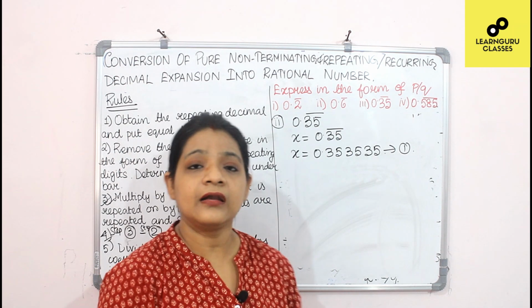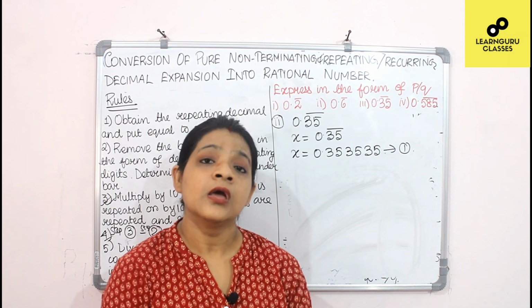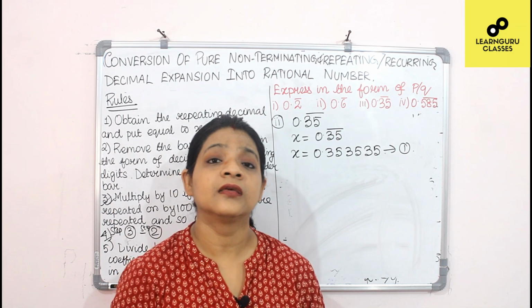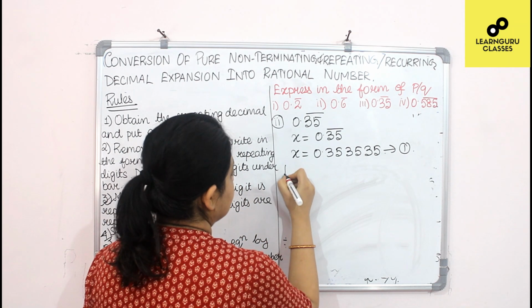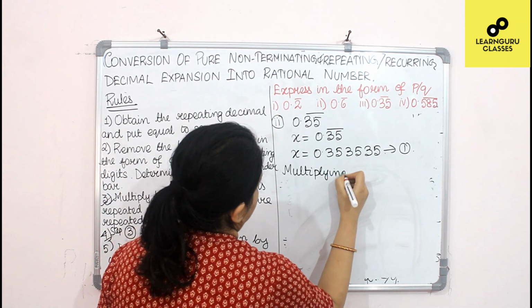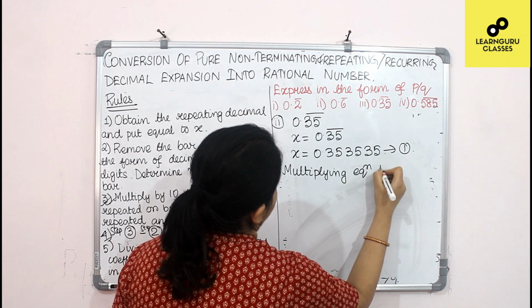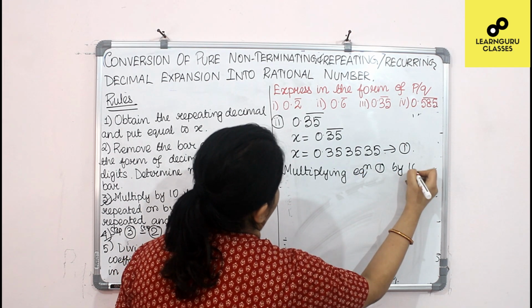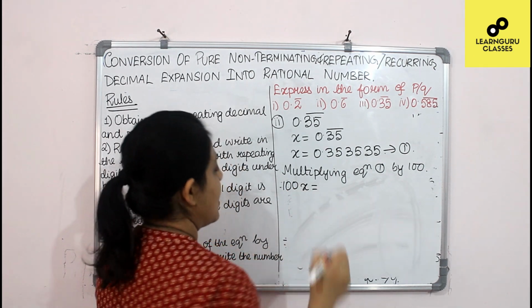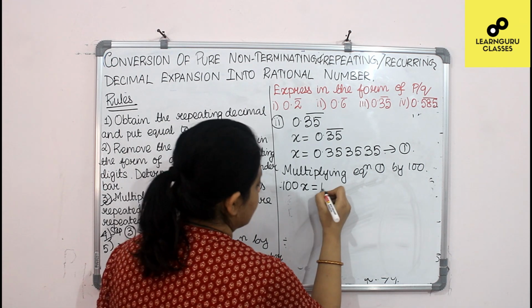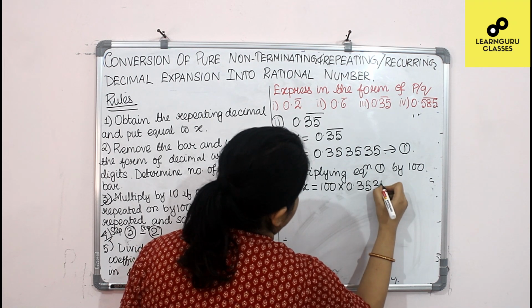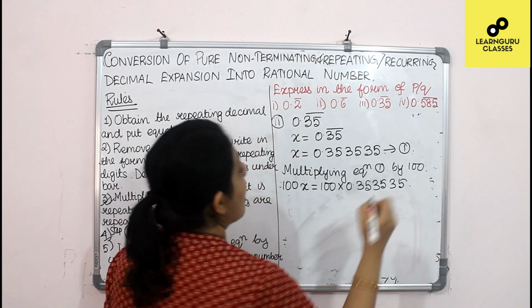Since 2 digits are under the bar, what will you do? You will multiply equation 1 by 100. So this will become 100x, and here 100 into 0.353535.